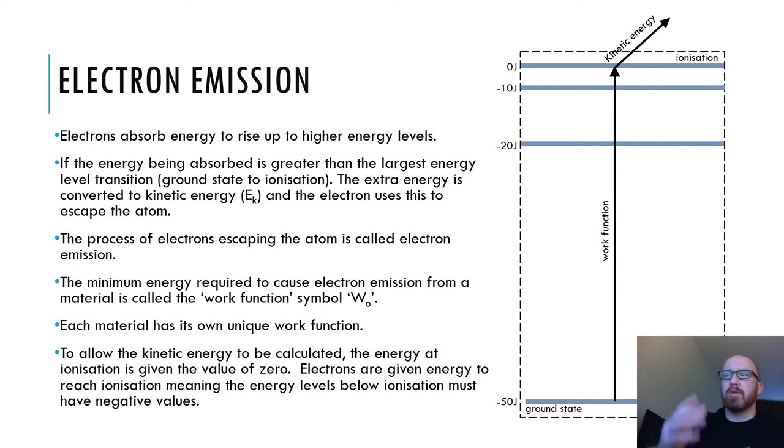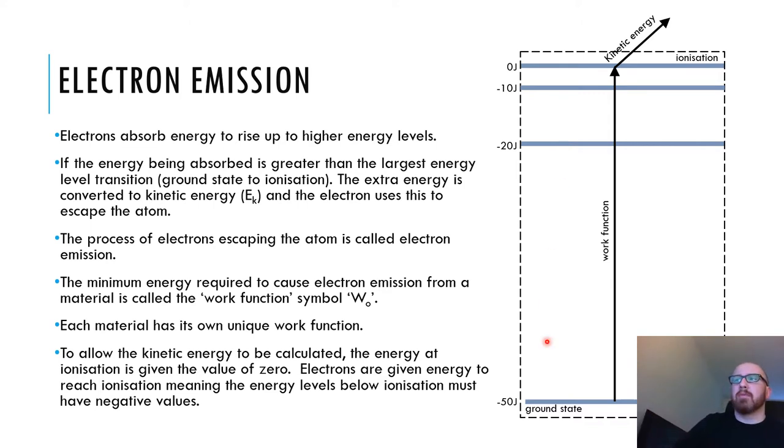So the first thing I'm going to talk about is what electron emission is. In this slide here, we've got the kind of diagram I've been using in the PowerPoint with the energy levels inside it, given the negative values. And I'm looking at the largest energy level jump from ground state to ionization. So electrons absorb energy to rise up to higher energy levels. We've been doing this for the last few weeks. Electrons would start down here and jump up to here or any part. They would stay there for a while and then they drop back down, releasing their EM wave.